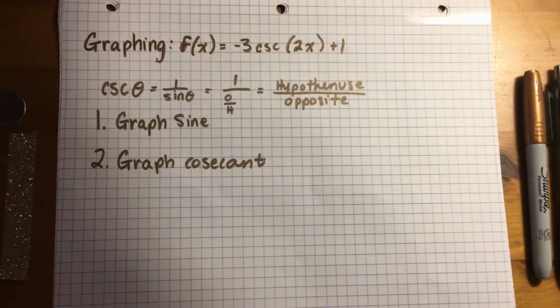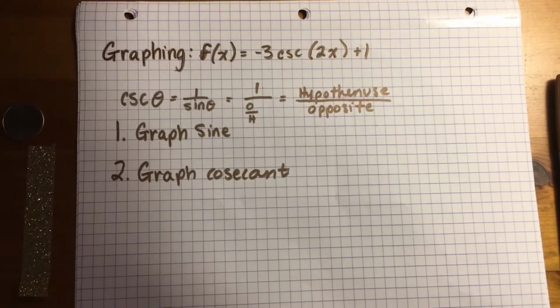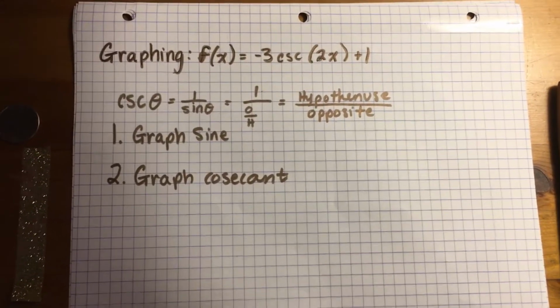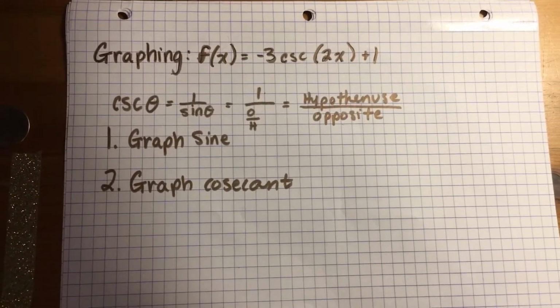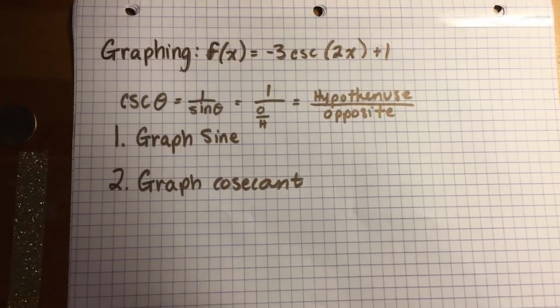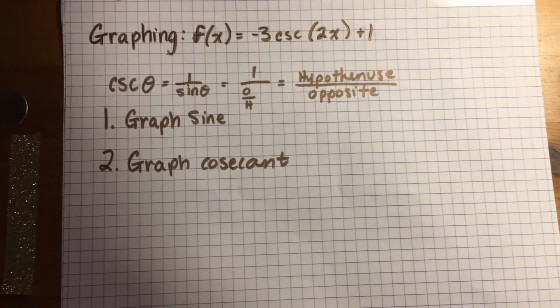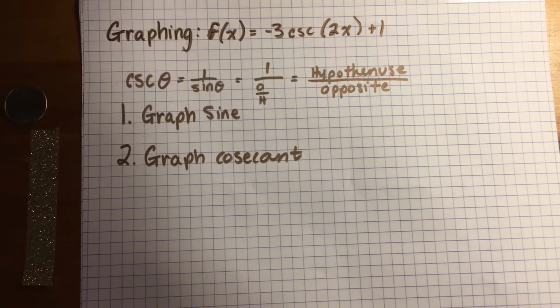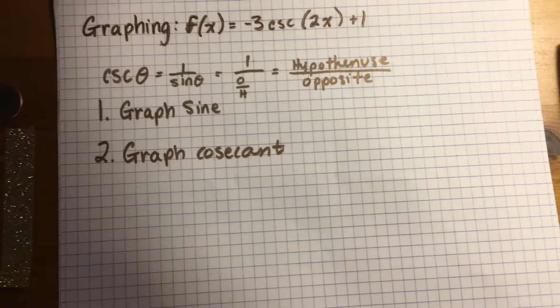Hi, so right now we are working on graphing the function f of x equals -3 cosecant of 2x plus 1. Now as we know, the cosecant is equal to 1 over sine because it is the inverse function of sine. So the first step to graphing the cosecant function is first graphing sine and then graphing the corresponding cosecant equation.